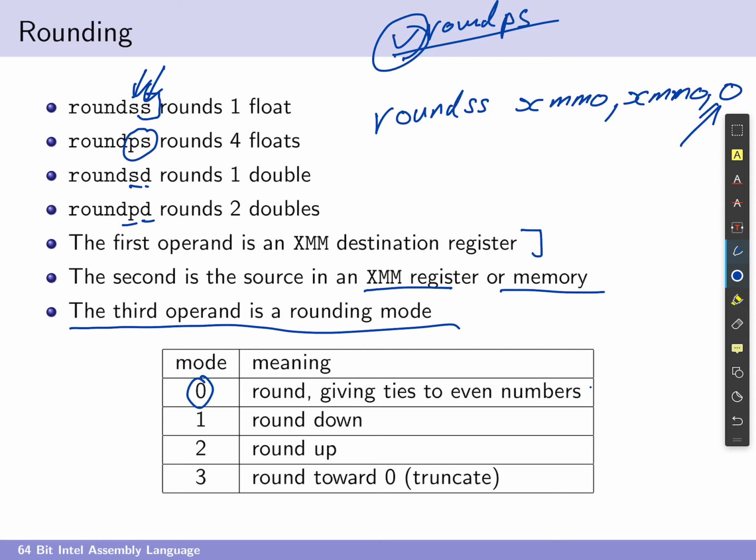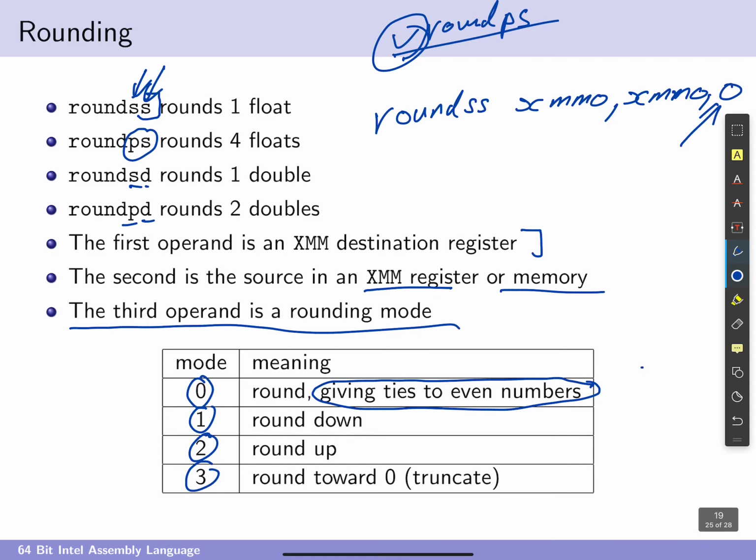Okay, if the mode is 0, we round giving ties to even numbers. So if we're halfway between 2 numbers, we will round towards the even number. If we use mode 1, we round down. So we always round in the negative direction. If we use 2, we will always round up. And in the third case, we will round towards 0.